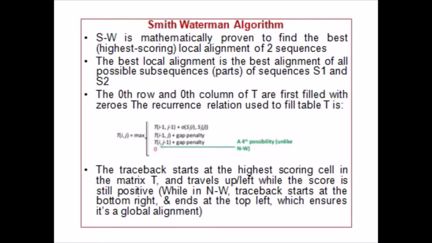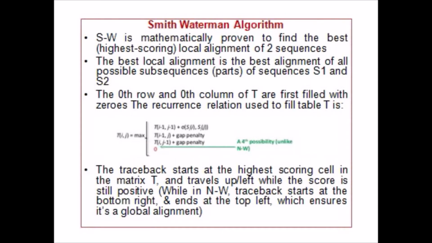Coming to the third method of pairwise alignment, that is the Smith-Waterman algorithm. SW, the Smith-Waterman algorithm, is mathematically proven to find the best, highest scoring local alignment of two sequences. The best local alignment is the best alignment of all possible subsequences, or parts of sequences, of S1 and S2. The zeroth row and zeroth column of T are first filled with zeros.